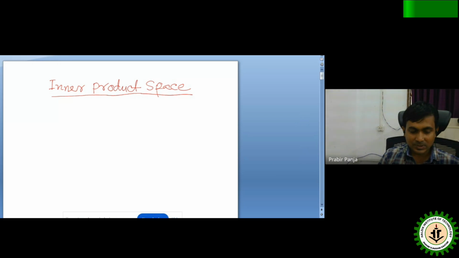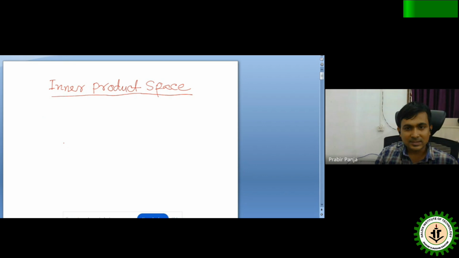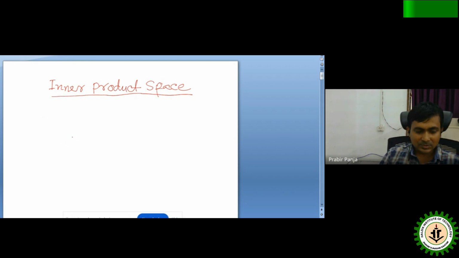Actually, in vector space, we have studied several properties of the vectors, basis, dimensions, but there exists no rule to find out the length of the vectors and angle between the vectors in vector space concept. So that's why the study of inner product space is very much necessary. First I will discuss the inner product space.